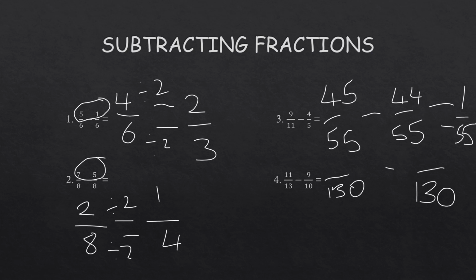Then if we did 10 times 11, that equals 110, minus 13 times 9, which if we calculated would equal 117. That was a trick question, because if we did 110 minus 117, that would equal minus 7. So that was a trick question.